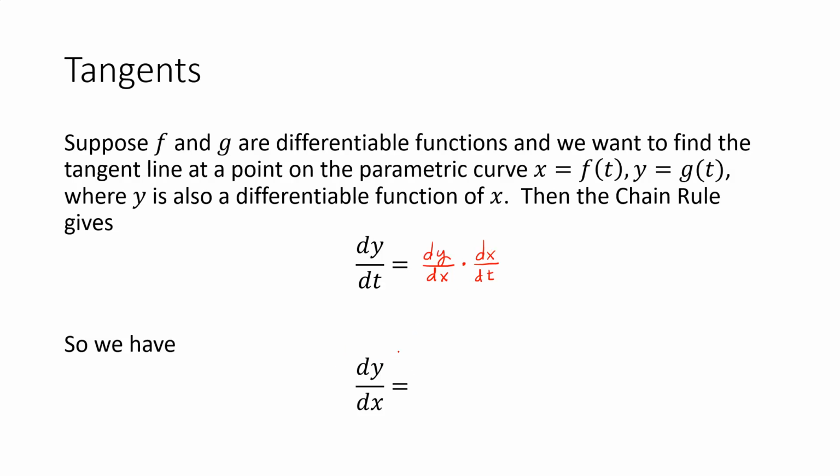And then we can also get a formula for dy dx as dy over dt divided by dx over dt. Since y was given by g of t, this is g prime of t. And x was given by f of t, so in the bottom it's f prime of t.